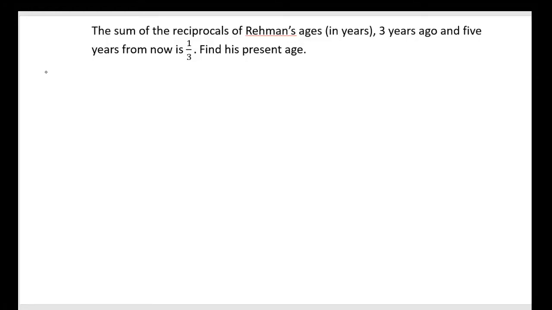Hello everyone. Today we will see a word problem from the topic of quadratic equations which appears in the 10th standard mathematics CBSE textbook. The word problem goes like this. The sum of the reciprocals of Rahman's ages in years 3 years ago and 5 years from now is 1 upon 3. Find his present age.